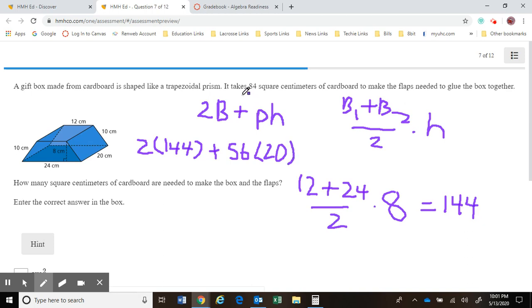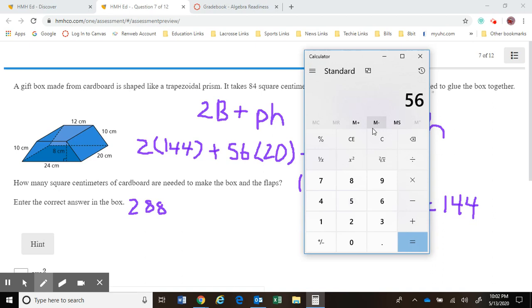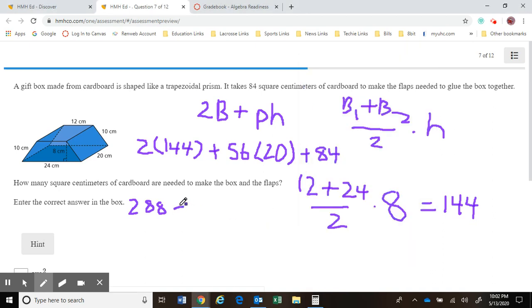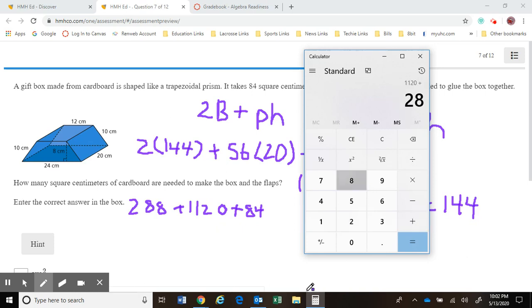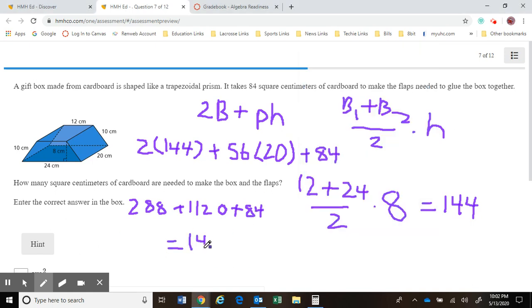And lastly, after I got that, I'm going to add what the flaps are. So I'm going to add that 84 in there. So 2 times 144 is 288. Okay, and then I've got 56 times 20. So 56 times 20 is 1120. 1120, and then I'm going to add the flaps in there, which is 84, and that's going to give me my answer. Okay. 288 plus 1120 plus 84, and that gives me my answer of 1492.